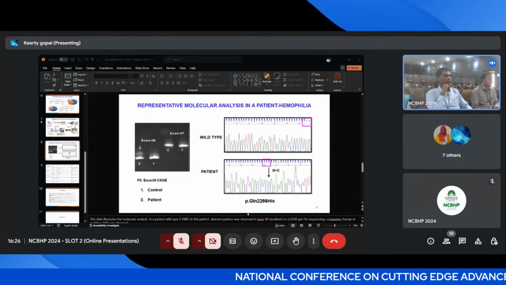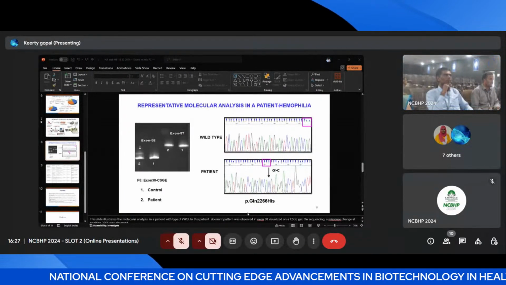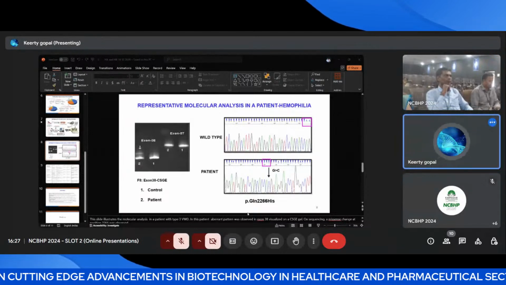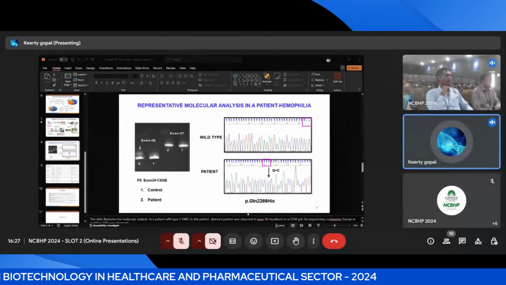Then, if it's a female, it's a carrier diagnosis. Further, if they have some future plans, they can do a prenatal diagnosis at a later point of time. So this is the scheme which goes on, sir.